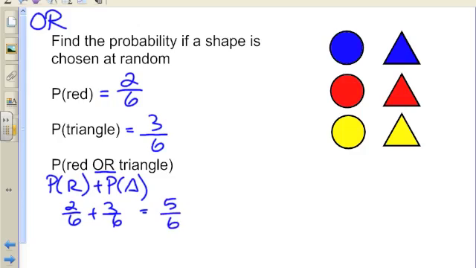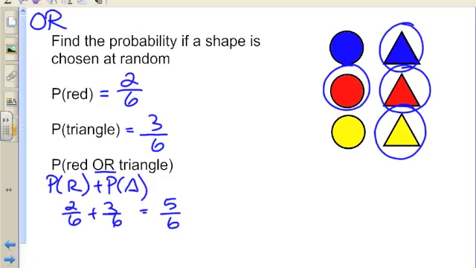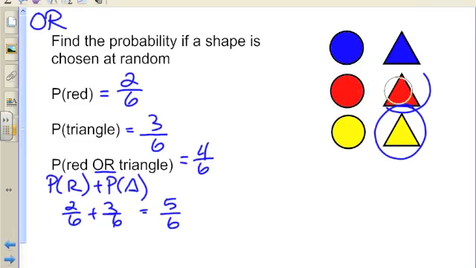But I'm going to take a minute and verify that with my picture. I'm looking for things that are red or a triangle. Well, this one is red or a triangle because it's a triangle. This one is red or a triangle. This one is red or a triangle. This one is red or a triangle. Oh, I only circled 4. So the answer here should be 4/6. That means something strange is happening. Why did we get 5/6 when we added them together? Strange. Let's do it in slow motion so you can see what happened.